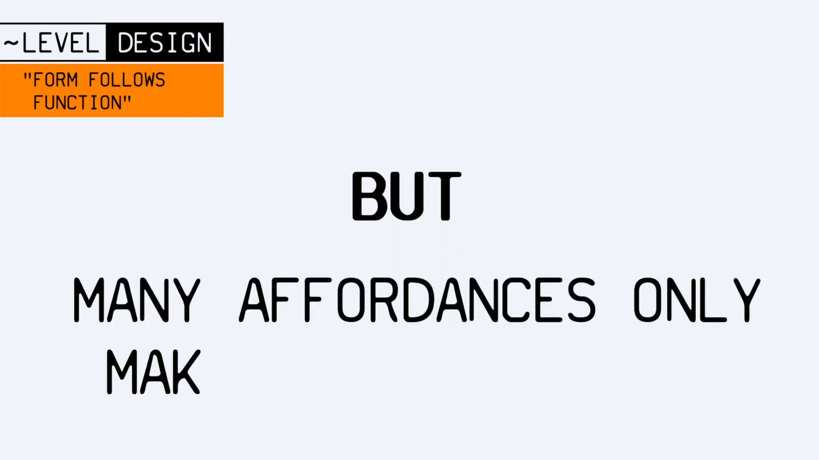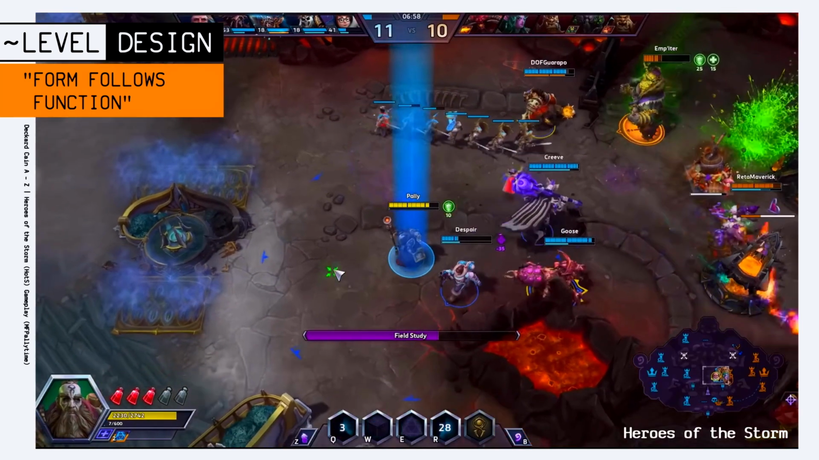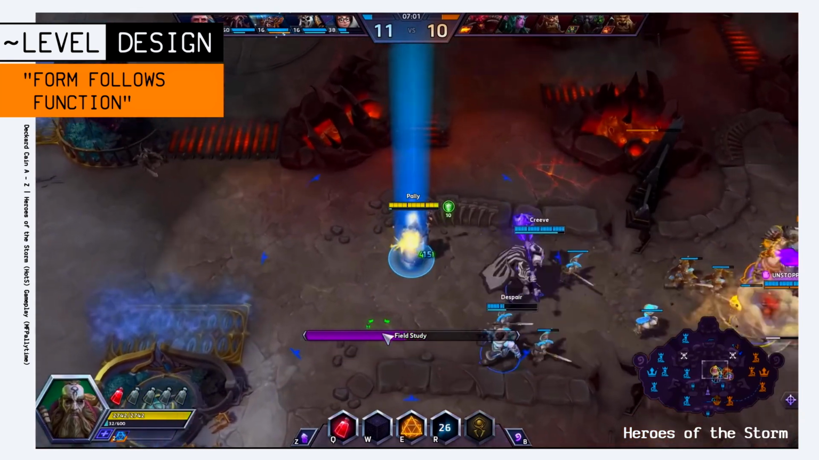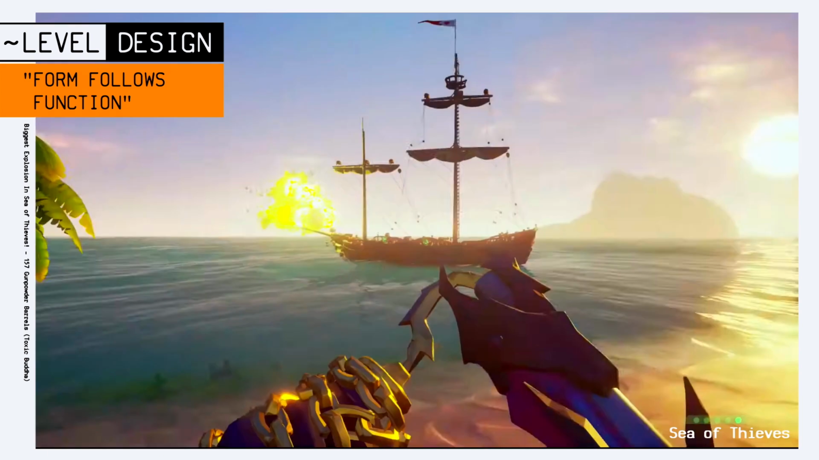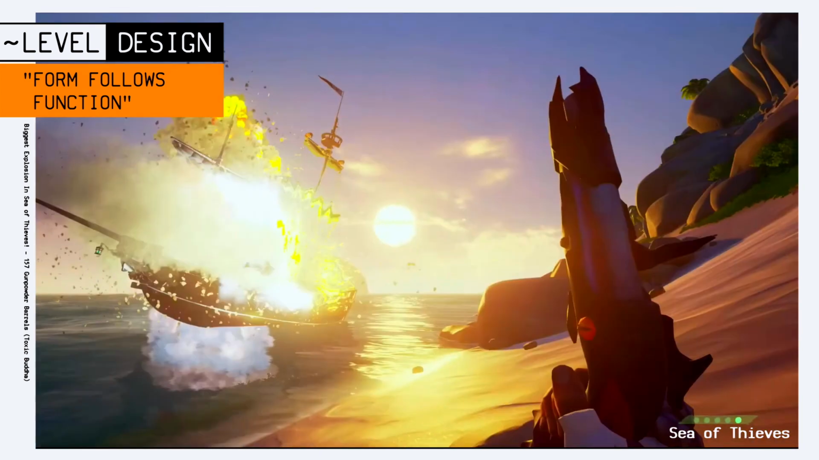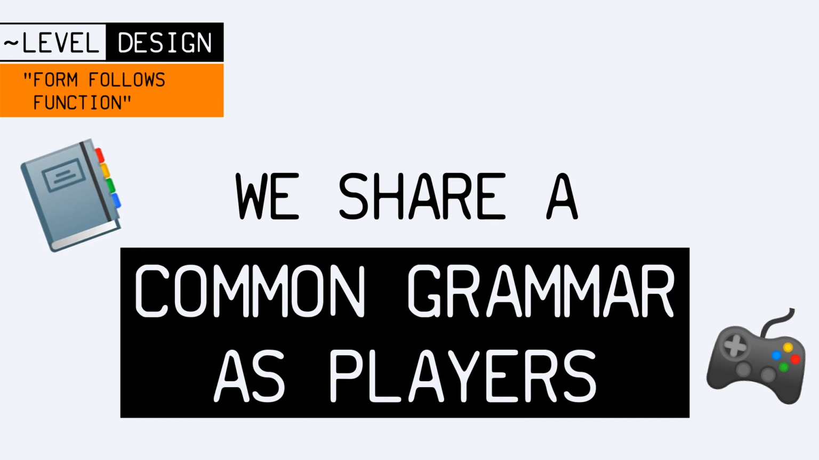But many affordances and signifiers in games only make sense in the world of games. The idea that a red bottle on the ground is good because it will restore your health points, or that a barrel with a skull is explosive and potentially harmful for everything around it, those are elements of a common video game grammar that this community shares, but that may not be obvious to other audiences.